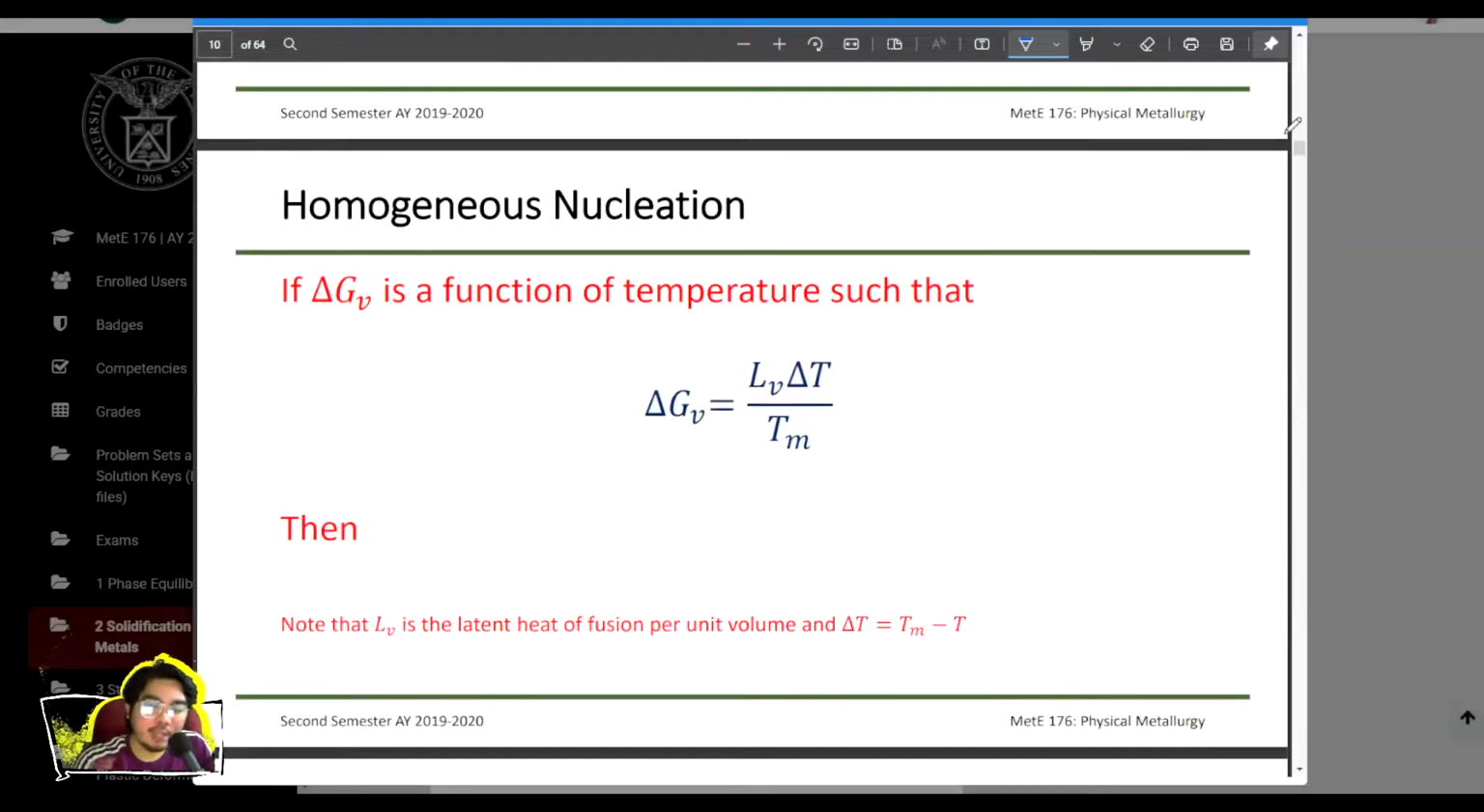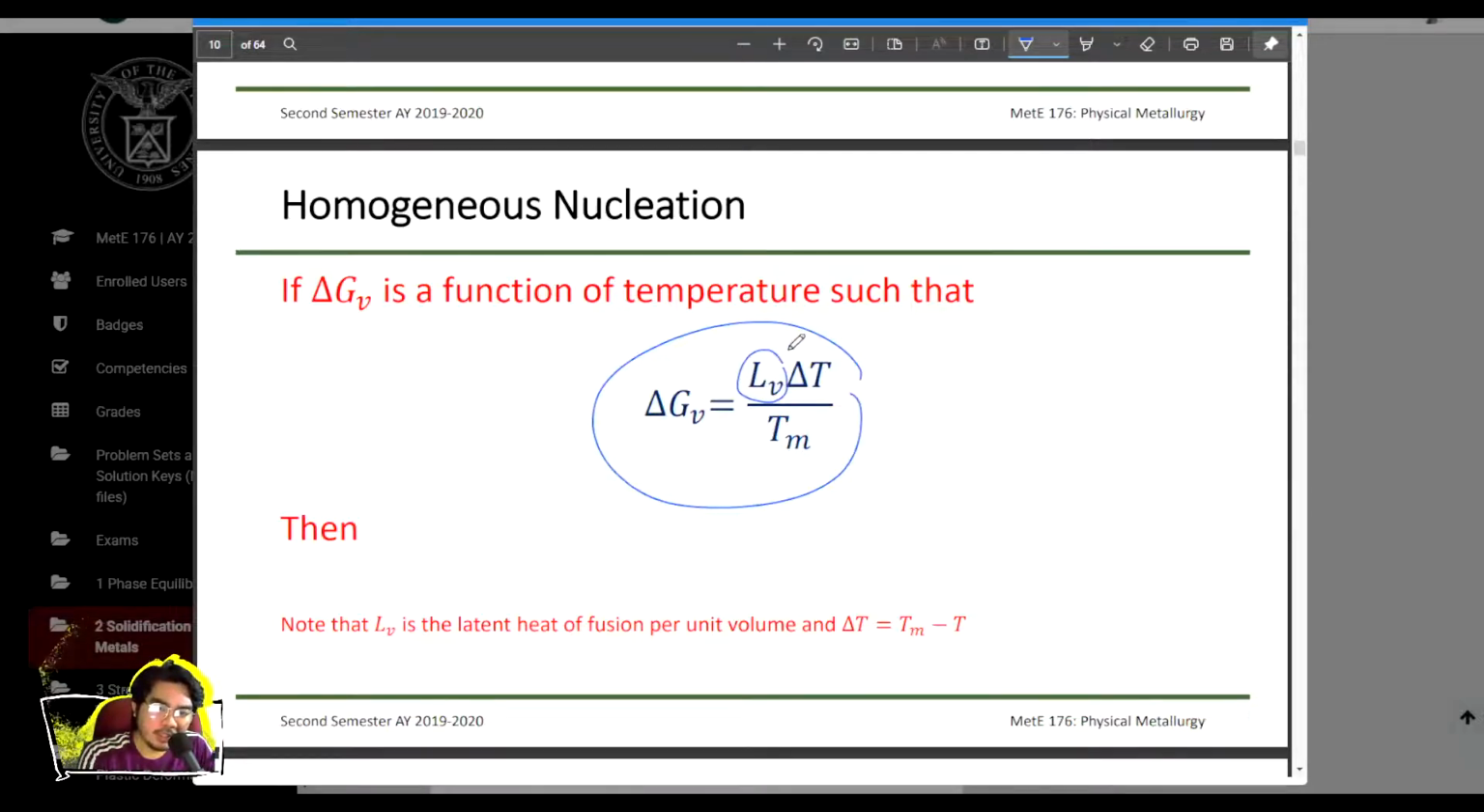So again, only stable nuclei will continue the process from nucleation to growth. Kung hindi stable yung nuclei mo, it will just redissolve into the melt. Okay? Now, one thing to note about delta GV, yung volume free energy, pwede actually siyang i-relate with latent heat of fusion, no? So the delta GV is related to the latent heat of fusion.